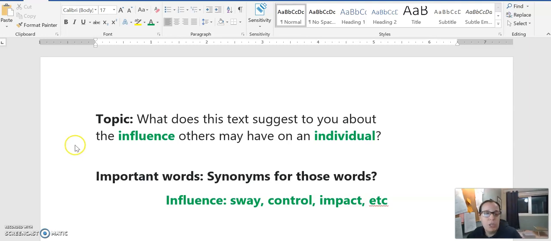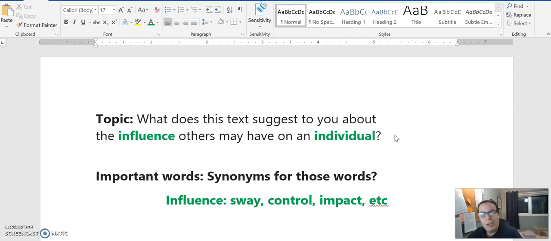So what's going to happen first is you're going to be given a topic. So in this case, the topic is, what does this text suggest to you about the influence others may have on an individual? As you can see, I've already highlighted in green the really important words. So obviously influence of others and the individual itself. So I know I need to focus here.